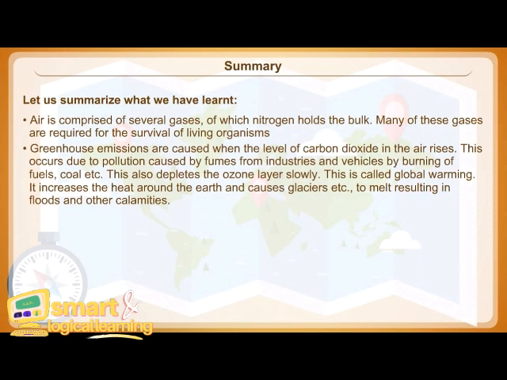Greenhouse emissions are caused when the level of carbon dioxide in the air rises. This occurs due to pollution caused by fumes from industries and vehicles, by burning of fuels, coal, etc. This also depletes the ozone layer slowly. This is called global warming. It increases the heat around the earth and causes glaciers, etc. to melt, resulting in floods and other calamities. Clean air needs to be preserved and awareness needs to be spread for this.